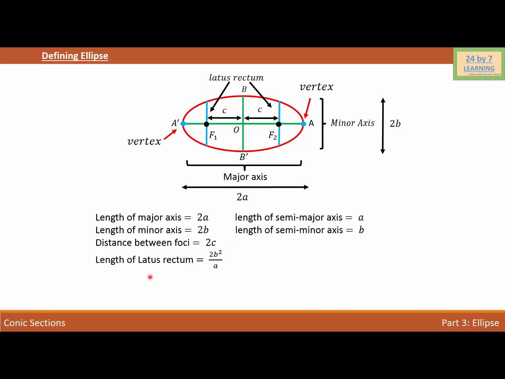Now the latus rectum of the ellipse is equal to 2B squared over A, which is the length of these lines represented by blue lines, and they are perpendicular to the major axis and pass through foci F1 and F2. And this is the information that we need to know about the ellipse so that we can find other factors and other terms for the ellipse.